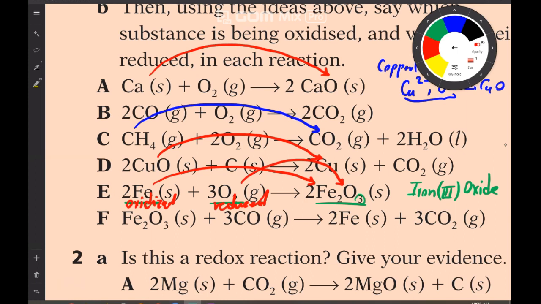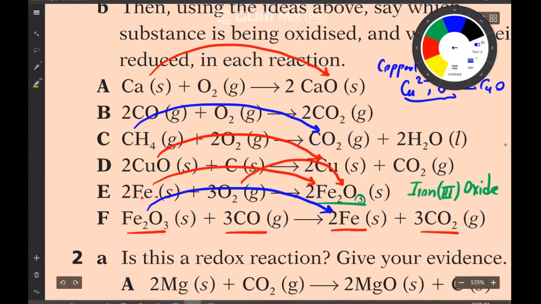And for the last equation, Fe2O3, we have just said it's iron 3 oxide. So iron 3 oxide reacts with carbon monoxide, gives you iron and carbon dioxide. So what happens to the iron 3 oxide here? It lost oxygen. Exactly, so it is reduced, and the carbon monoxide becomes carbon dioxide. It's gained oxygen. This one is oxidized.